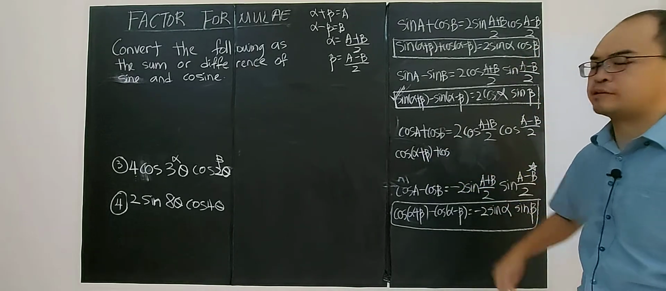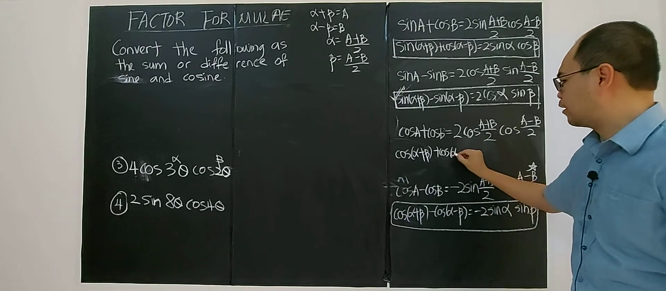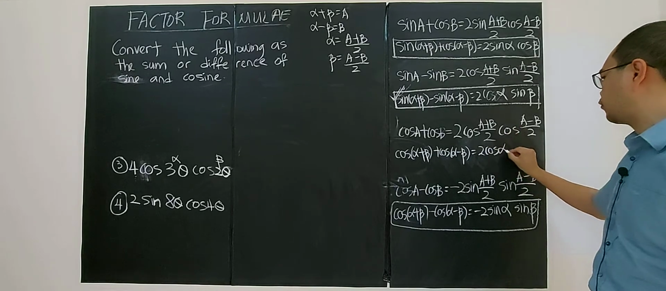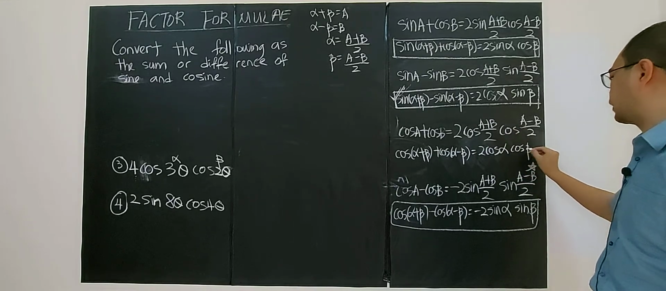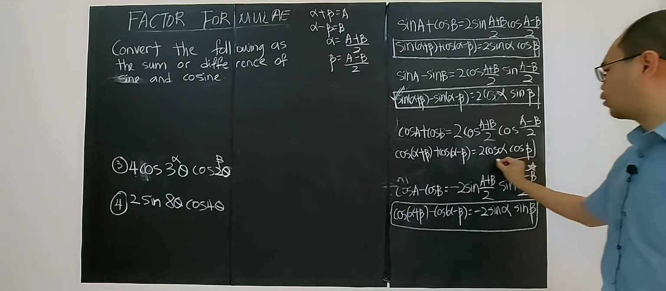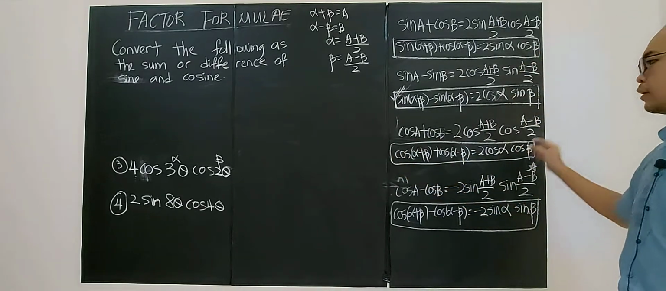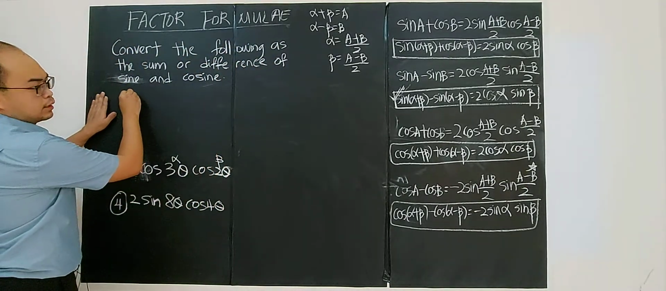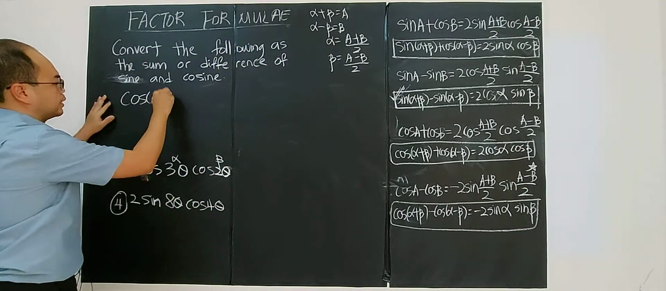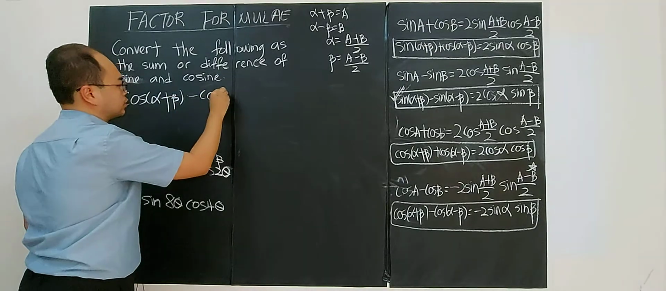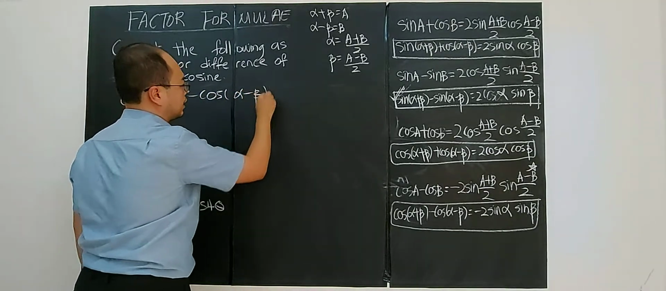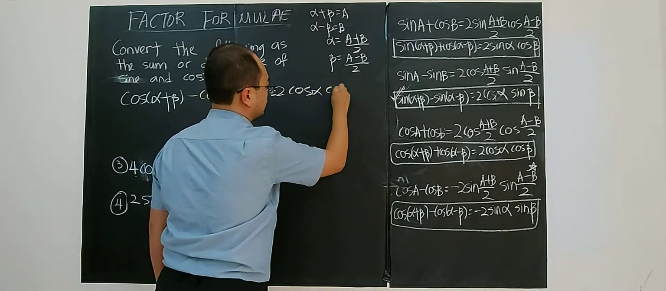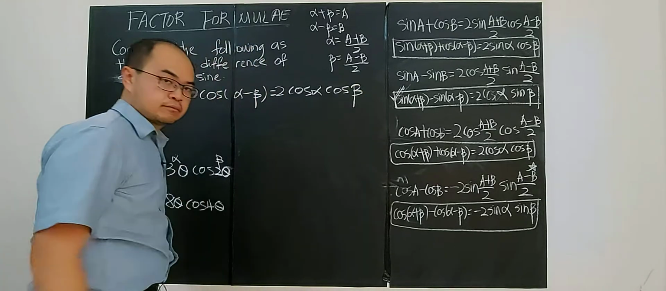Either you memorize or you derive the formula, right? So alpha minus beta, so you will have 2 cos. This one will be alpha and this one will be your beta, right? So this formula I'm going to use to convert. So how? I rewrite the formula here: cos(alpha plus beta) minus cos(alpha minus beta) is the same as 2 cos alpha cos beta, right?